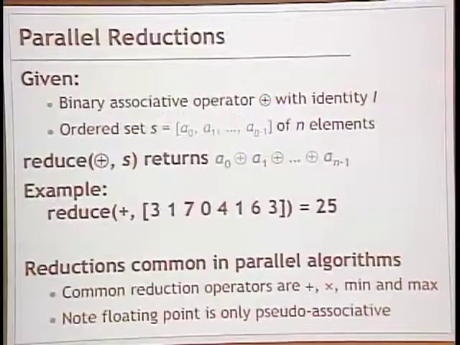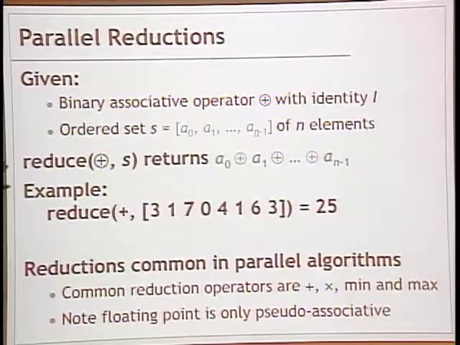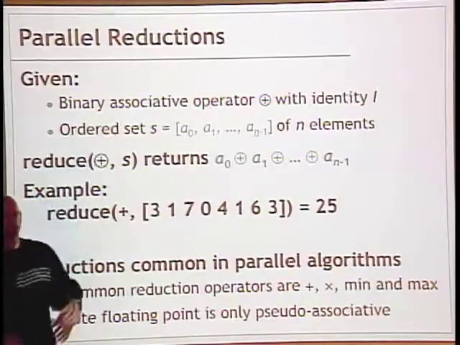So here's what we're trying to do. We're going to do a reduction with a particular operator. We're going to say that operator is binary. It operates on two things, like plus. You add two things together. And it has an identity element I. So the identity element for plus is 0. The identity element for multiplication is 1, and so on. And then the operator is associative.